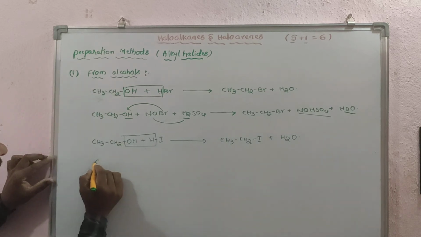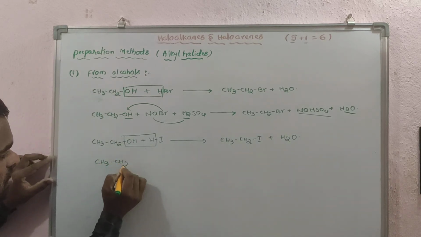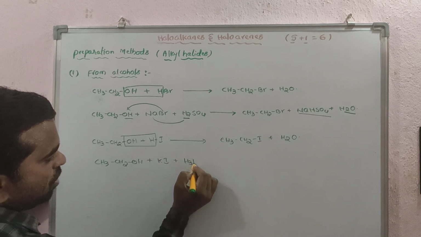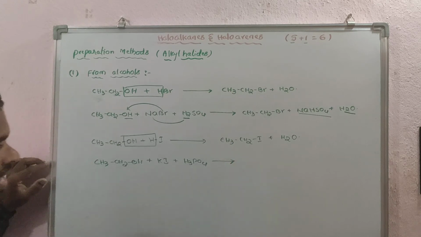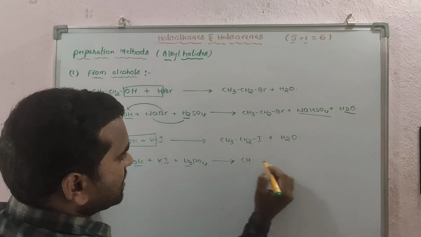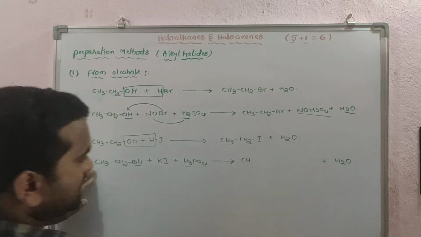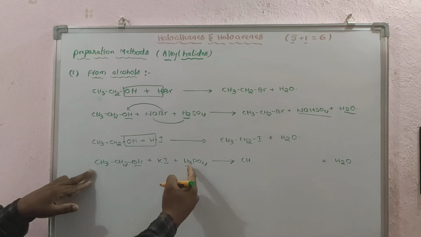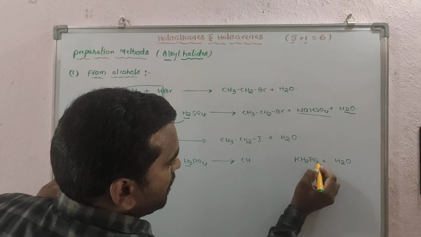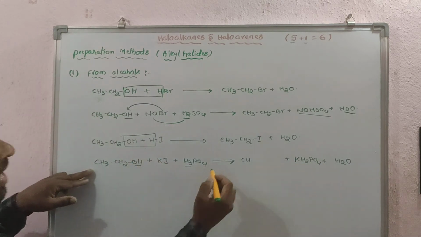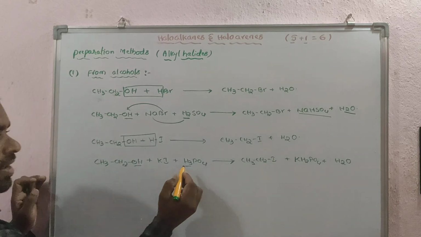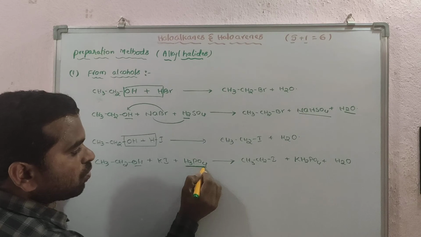Another method: CH3CH2OH treated with potassium iodide in the presence of H3PO4, phosphoric acid. One hydrogen and OH are removed as H2O, and K is added in place of that H. Then you will get KH2PO4 plus CH3CH2I. Clear? And here, why have I used H3PO4?